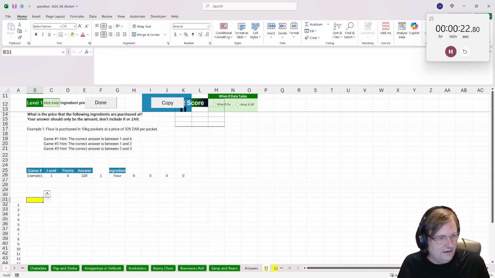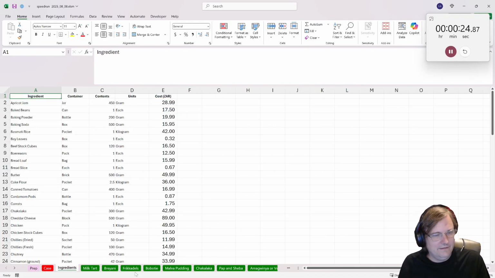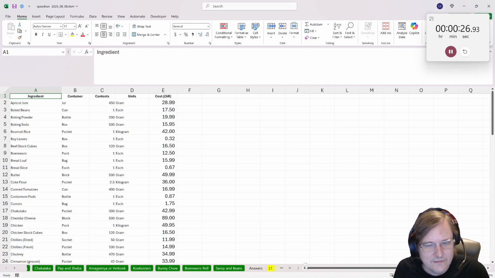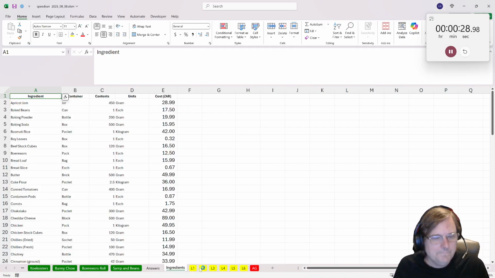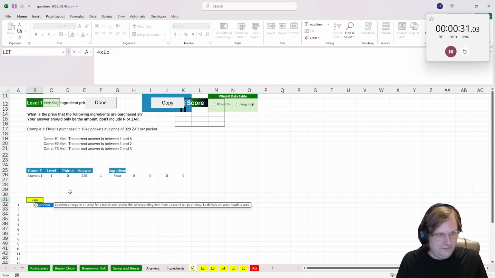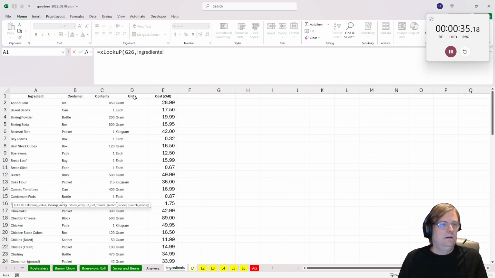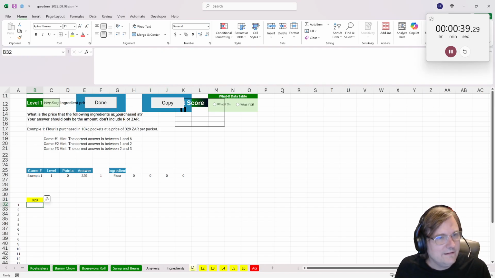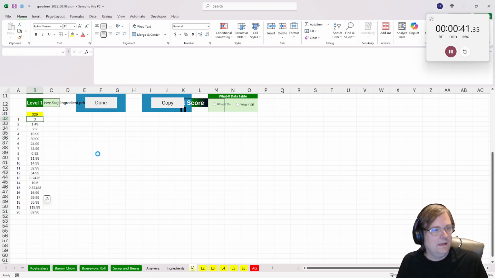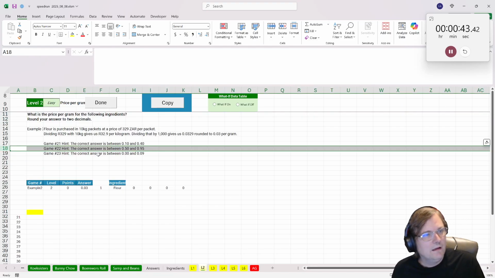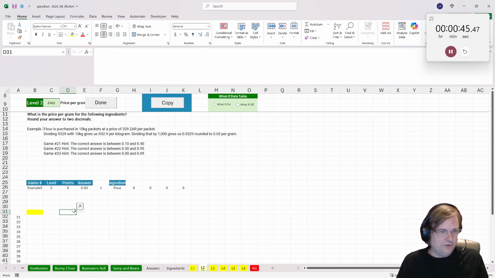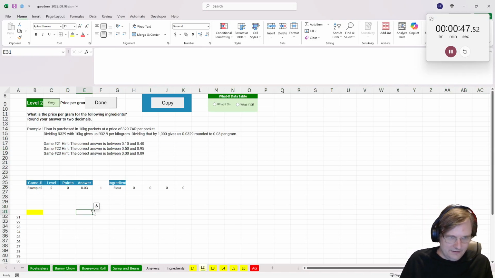Flour on. I'm going to bring the ingredients list over a little bit just to make this a little easier. So this just XLOOKUPs the ingredient on the ingredients, returning the price. No rounding on that one. All right, now I need price per gram. Some of them are in grams, some of them are in kilograms.